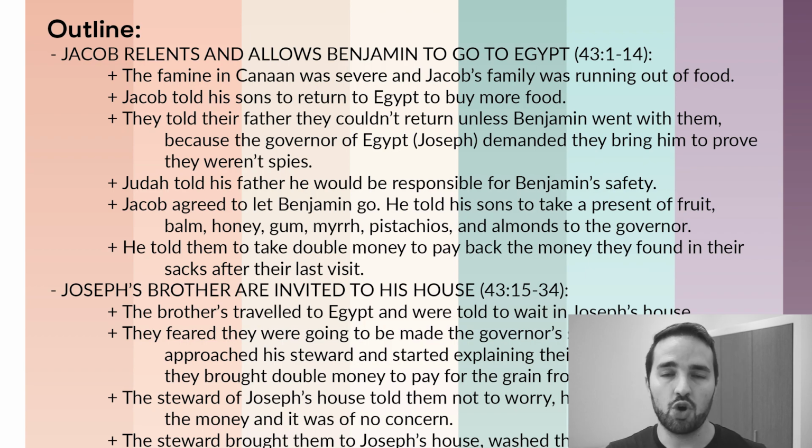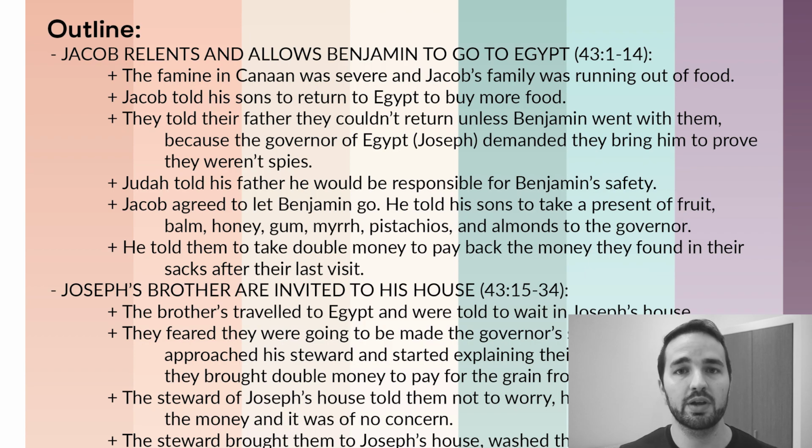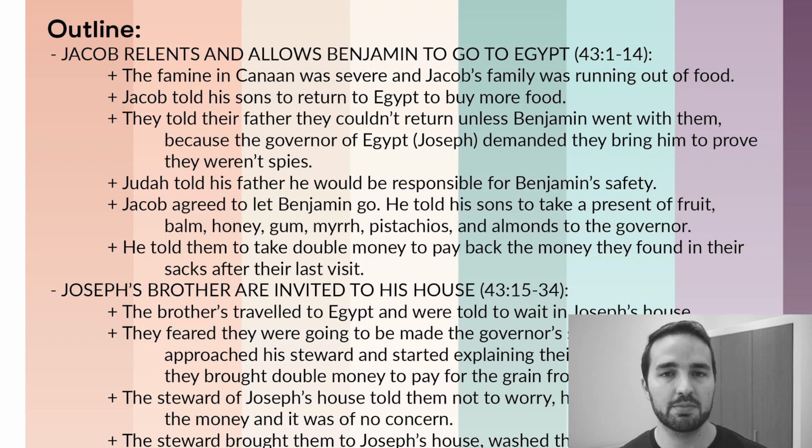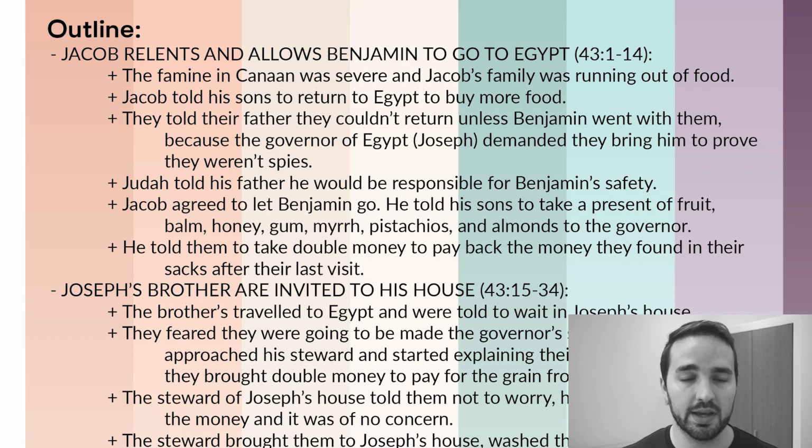Joseph, down in Egypt, was holding Simeon in prison until they returned with Benjamin, their brother. But Jacob, remember his response at the end of the last chapter, he said, "No, I am not allowing you to take Benjamin because I don't want anything to happen to him." Well, the famine was pretty bad in Canaan, and when you don't have anything to eat, sometimes that can change your mind. And Jacob and his sons were running out of food.